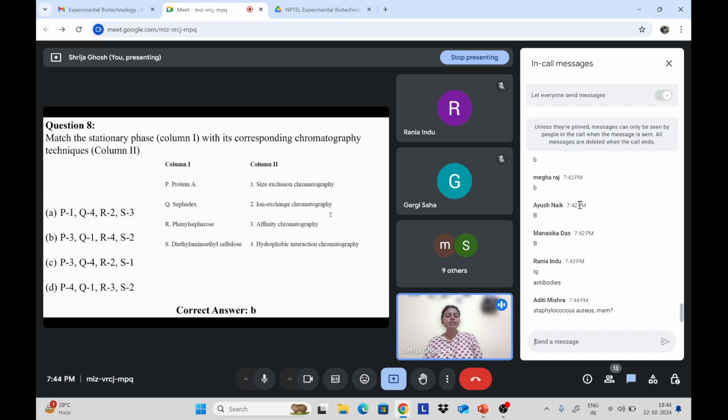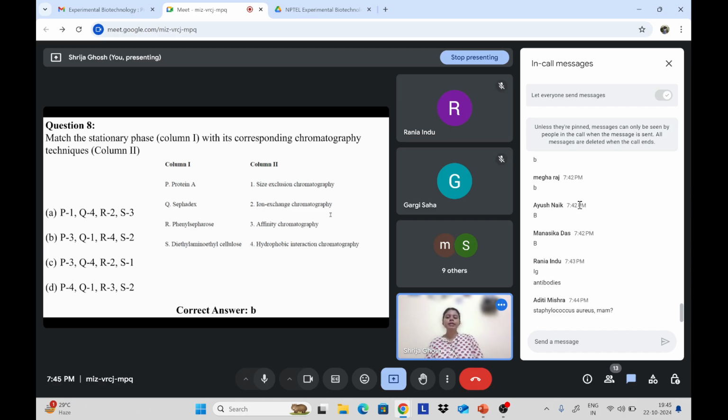Then comes the phenylcephalose. Phenylcephalose are used in hydrophobic interaction chromatography, where they have the hydrophobic aromatic group that can interact with the hydrophobic molecule, bind them, and then later you can release the binding by decreasing the hydrophobicity of the solvent.